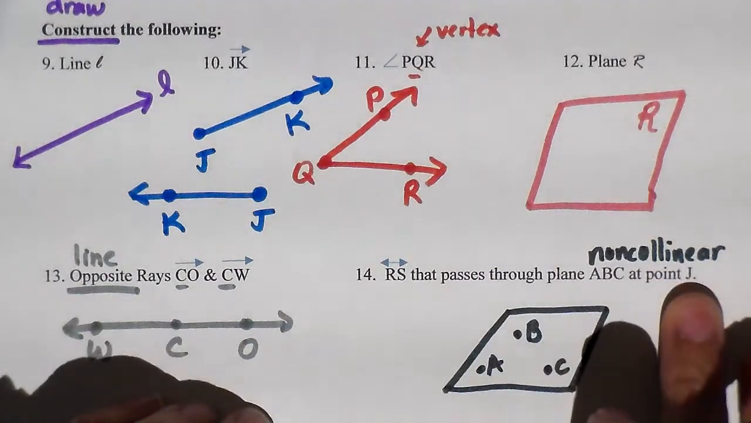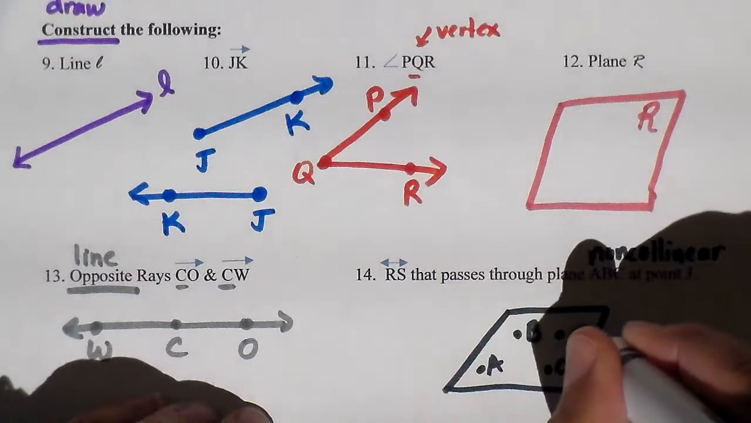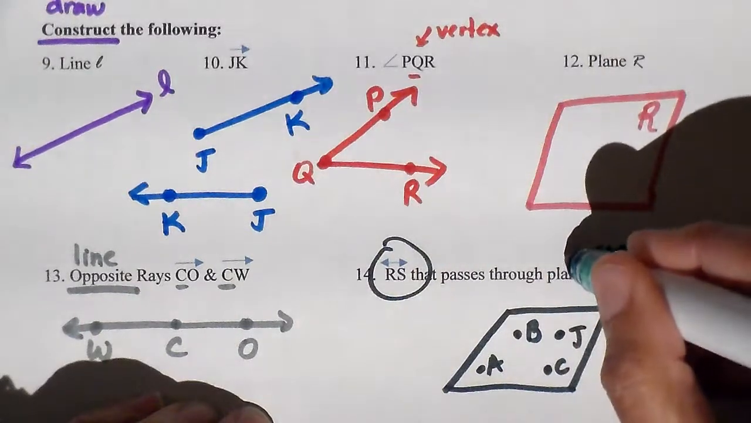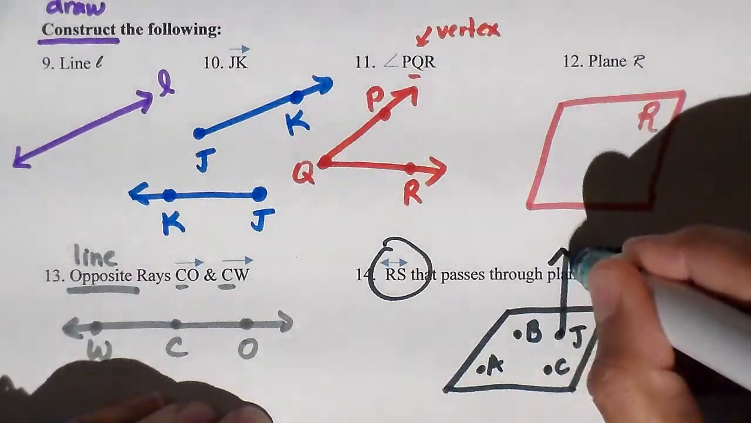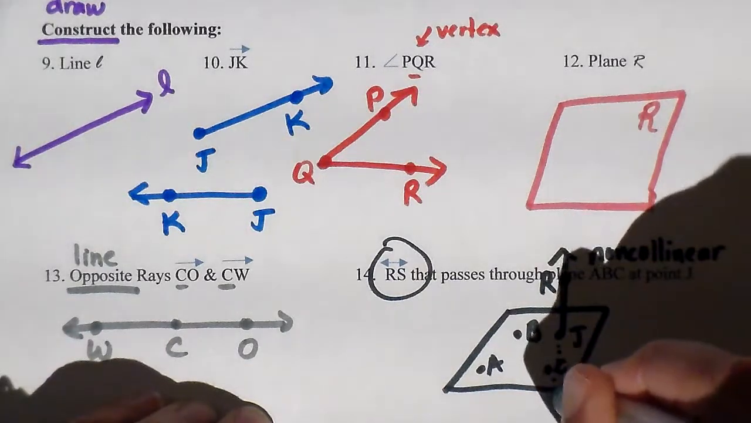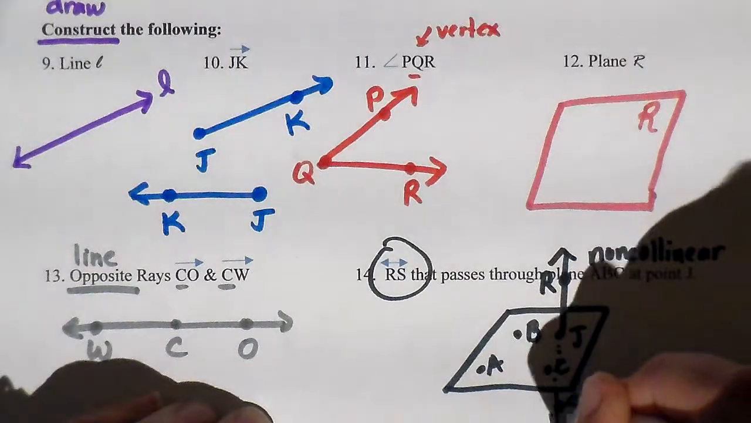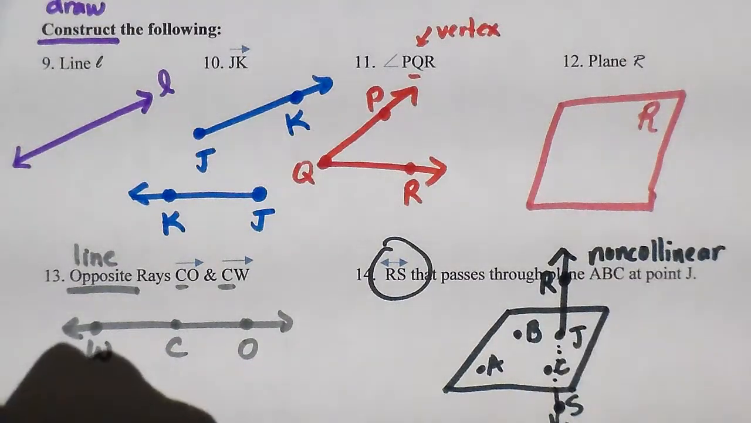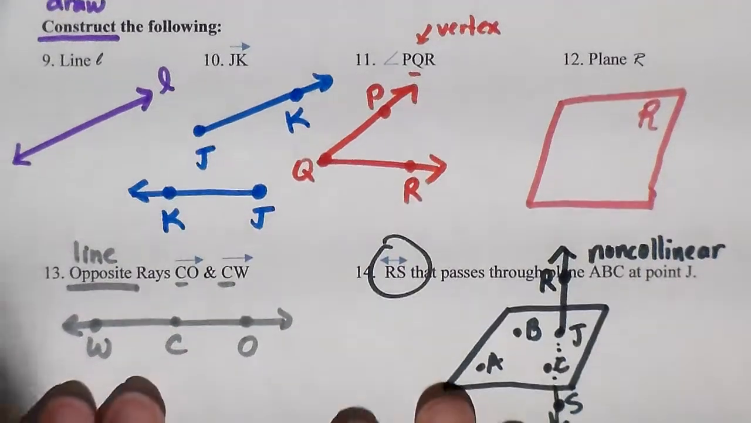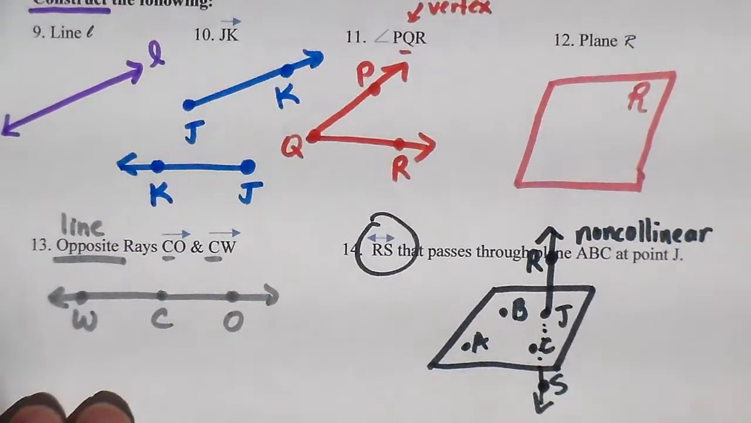RS passes through the plane at point J. So I've got this other point J, and I've got this line RS that's going to pass through the plane. So right here, I'm going to put an R right there. Then I'm going to dot the line. I'm going to put an S right there. That shows me that it passes through the plane. The dotted line indicates the line goes behind. Sorry, let me put this up a little bit. The line goes behind the plane. Okay? So that hopefully will work for you.